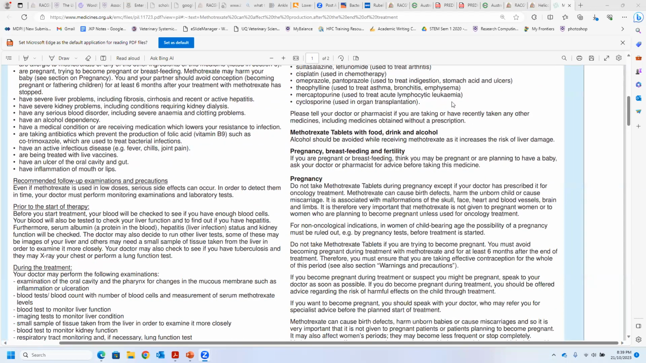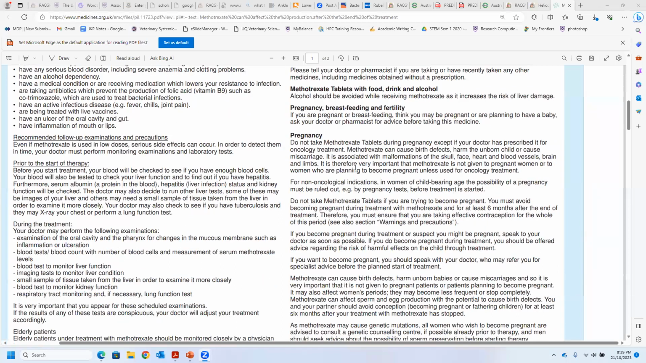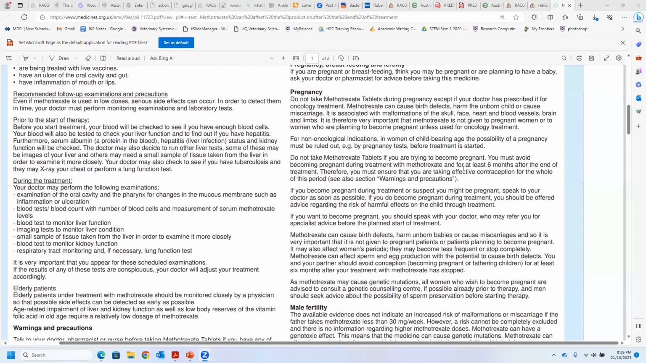Over here. If you're pregnant or breastfeeding, think you may be pregnant or planning to have a baby, ask your doctor before taking this medication. Do not take methotrexate during pregnancy because it can cause birth defects, harm to the unborn child, and cause miscarriage. It is associated with malformation of skull, face, heart, blood vessels, brain, and limbs. It is very important for the women who are planning to become pregnant to stop taking these.